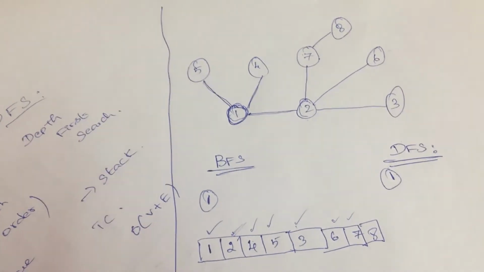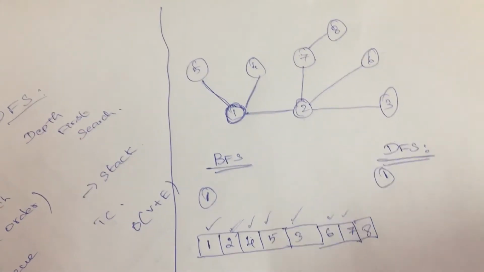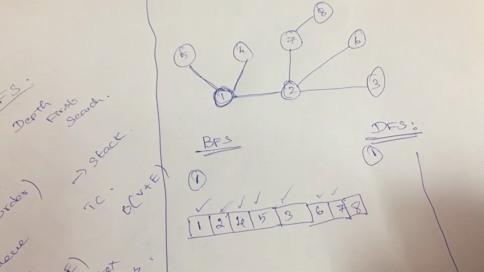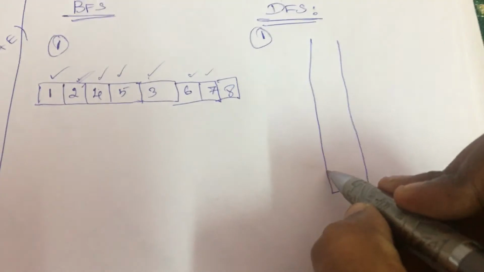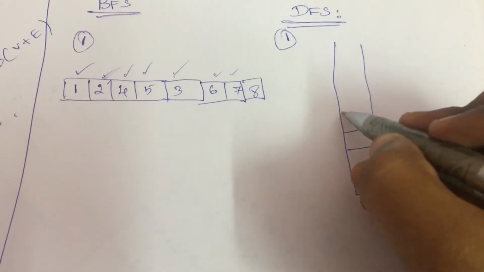Now let's discuss how to do everything in DFS. We know that DFS follows a stack procedure. So let's first create 8 memory blocks for this.